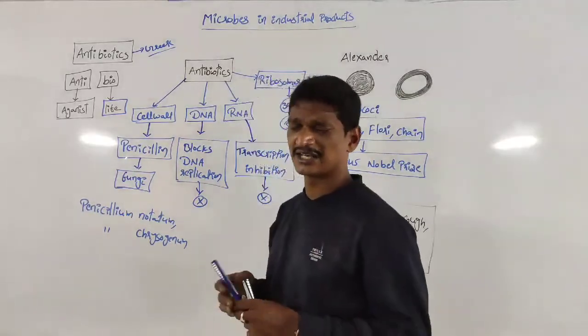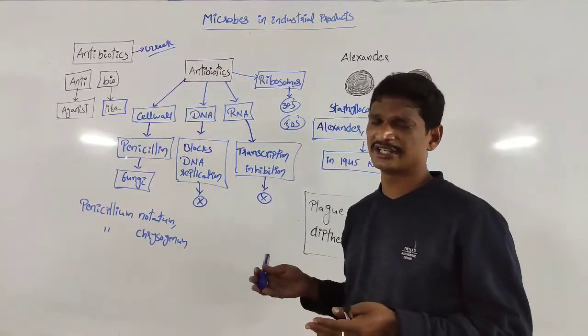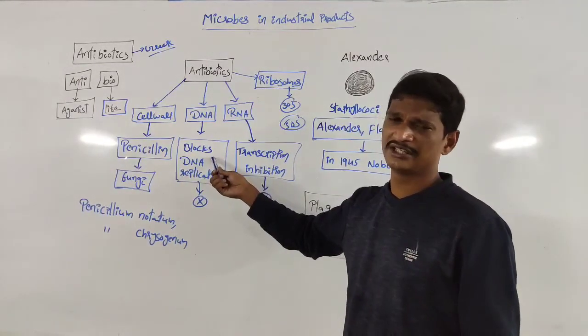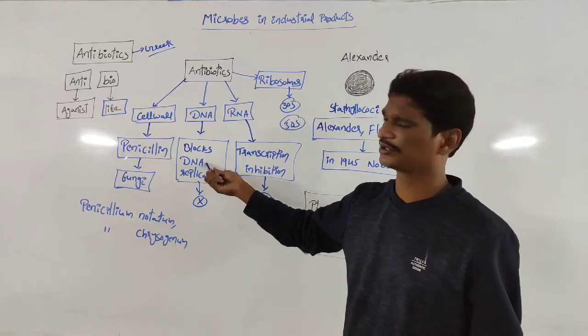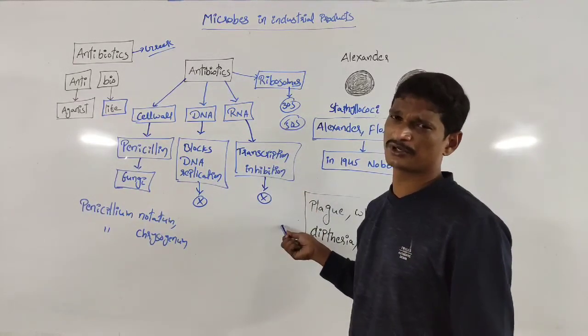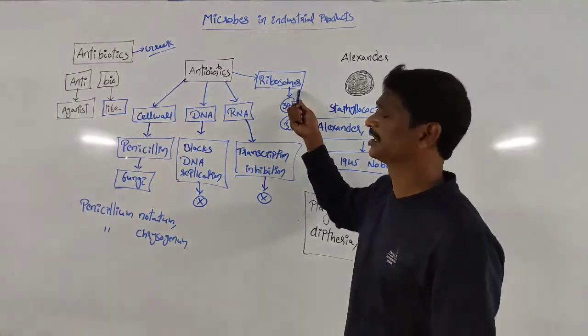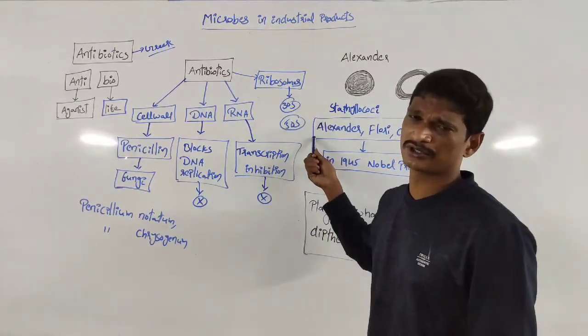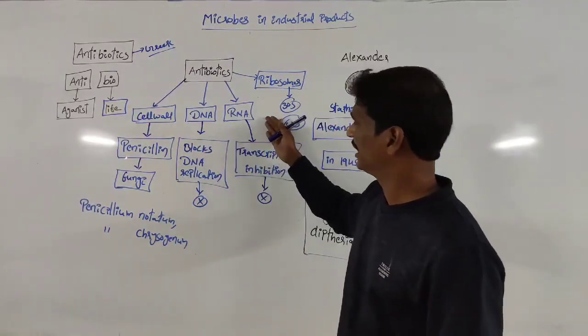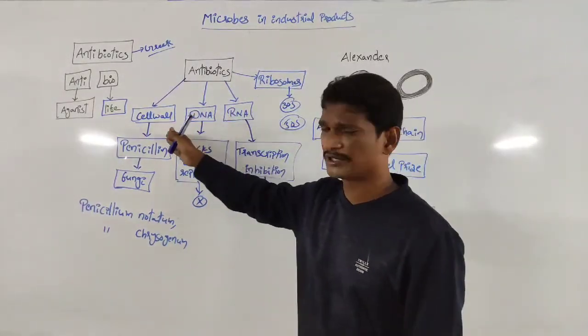For bacterial cell division, DNA replication is required. We block the DNA replication. There is no new bacteria production. We block the mRNA production. There is no protein production. There is no function. We block the ribosomes. There is no protein production. There is no function. So these are also very effective antibiotic components compared with penicillin.